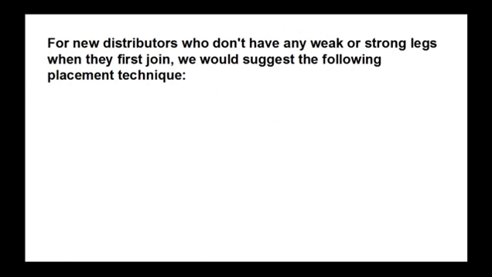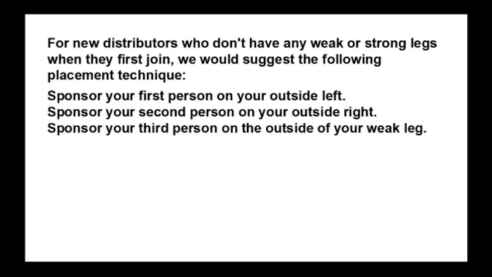Now, what happens when you have a new distributor who comes into your organization? They don't yet have a weak or strong leg. All they have is a Tracking Center 1, or if they came in with 3 tracking centers, they have a Tracking Center 1, a Tracking Center 2, and a Tracking Center 3. But there's no volume on 2 and 3. And so you just look at their main Tracking Center 1 to figure this out. What would be the technique that we would suggest?